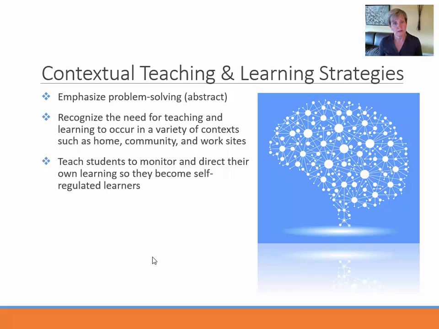Teach students to monitor and direct their own learning so they become self-regulated learners. Now, this idea of teaching students to monitor, I think this was taken from the Department of Education. That's putting teachers in that particular role with adolescents or children. But in an adult context, I would say model, and in fact, even in all contexts, I would say model self-directed learning.